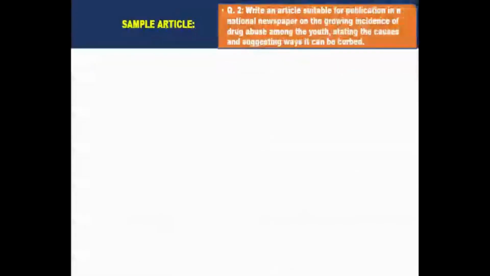Now this brings us to the very practical aspect of this video, and that is the sample article. We are taking question number 2 from the various questions in the 2019 West African Senior School Certificate Examination. And question 2 is as follows: write an article suitable for publication in a national newspaper on the growing incidence of drug abuse among the youth, stating the causes and suggesting ways it can be curbed. Now, this is how you write it.